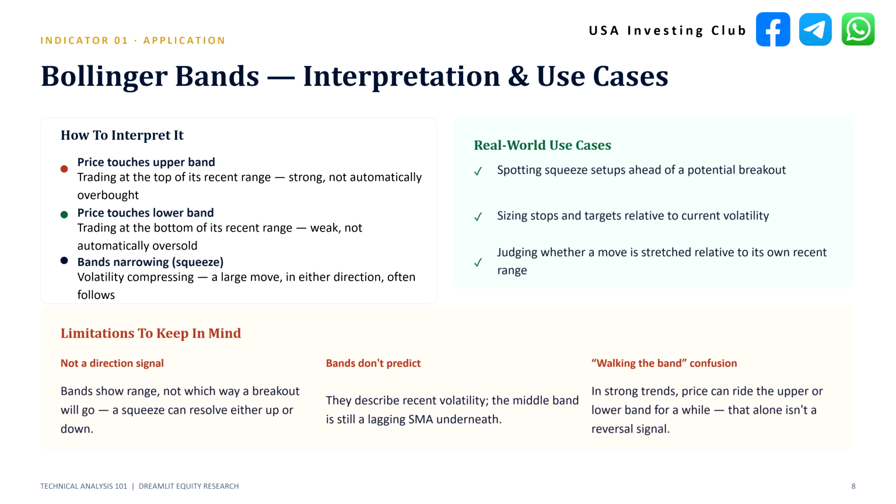But be honest about the limitations, too. Bands are not a direction signal. They show you range, not which way a breakout will resolve. A tight squeeze can just as easily break down as it can break up. Bands don't predict. They describe recent volatility, and the middle band underneath it all is still a lagging simple moving average. And watch for walking-the-band confusion. In strong trends, price can ride the upper or lower band for an extended stretch, and that alone is never, by itself, a reversal signal.